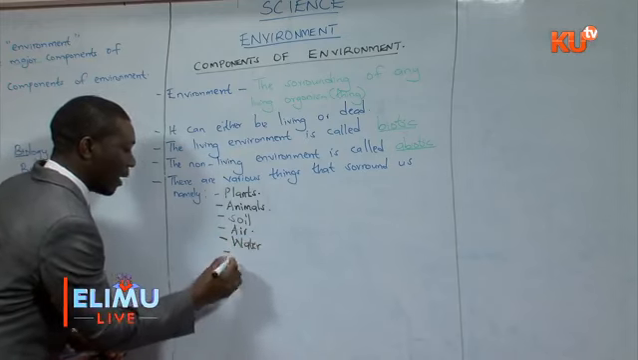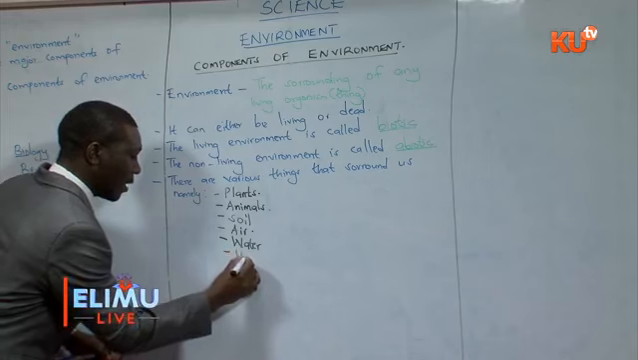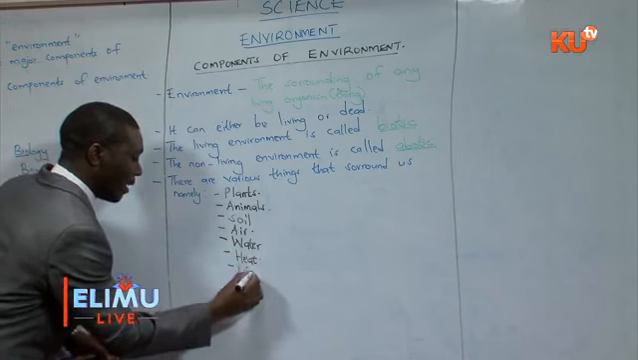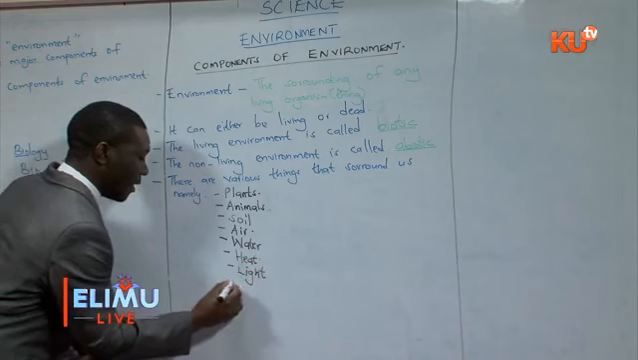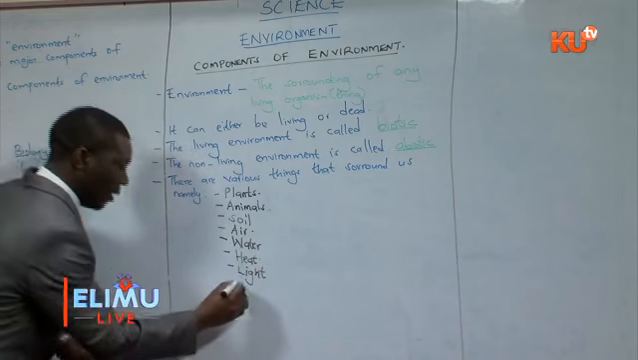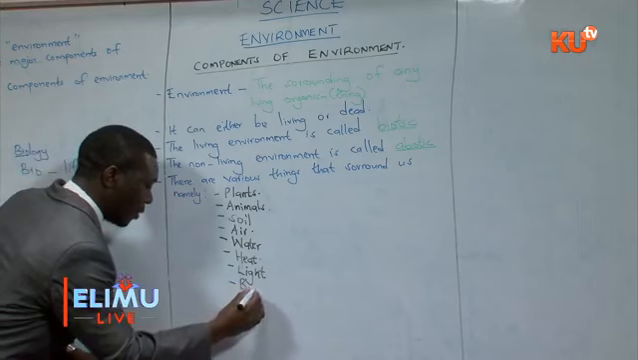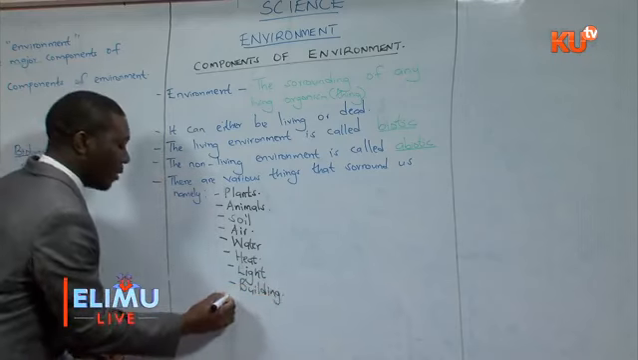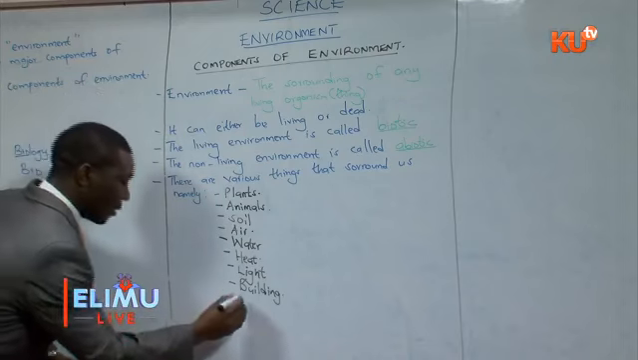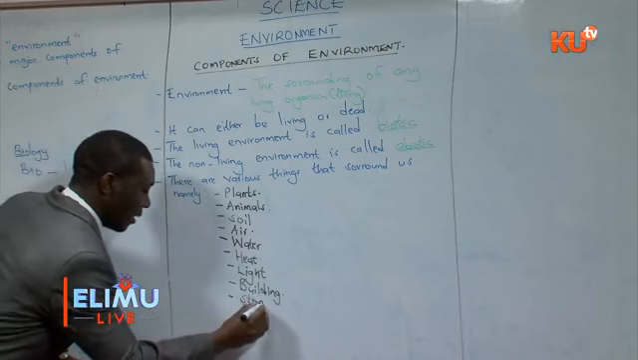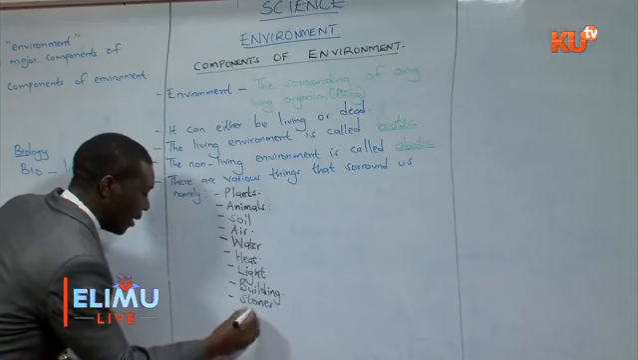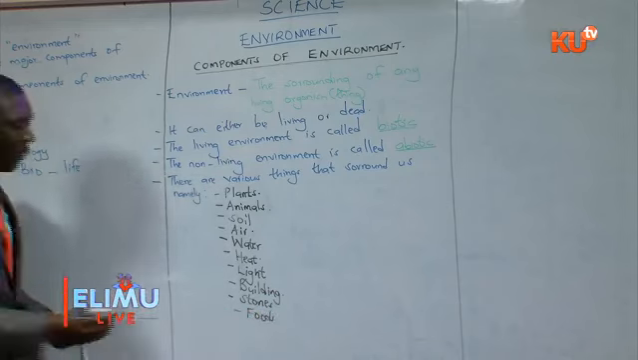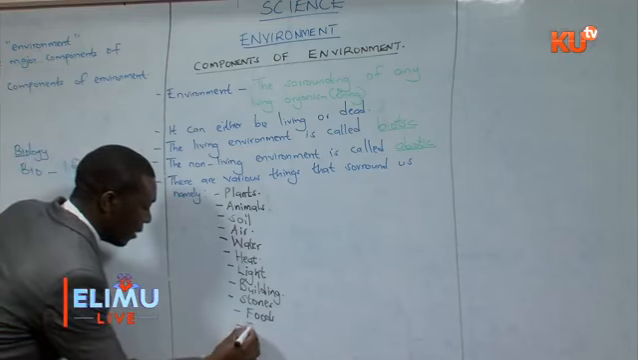We have something again called heat. Heat surrounds us. We know the main source of heat and light is the sun. So light and heat, they surround us. There are some things like buildings. They also surround us because we live in a building. We have stones. They surround us. There are some things like food. They surround us.